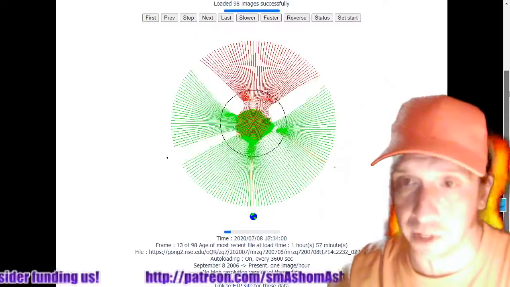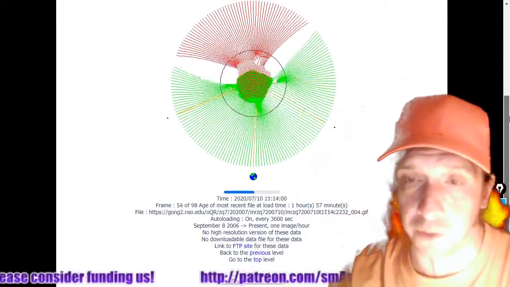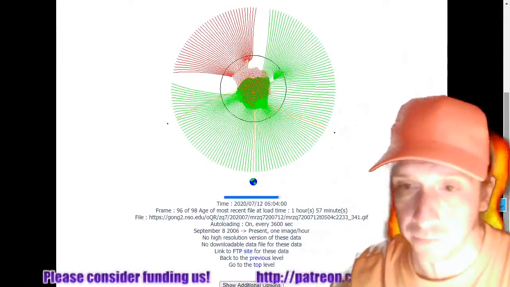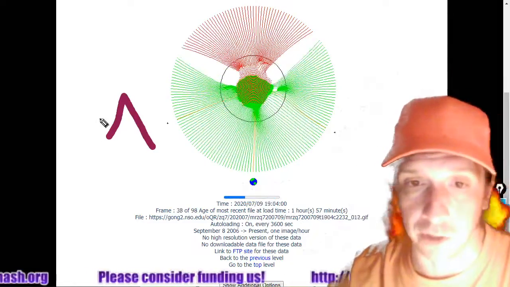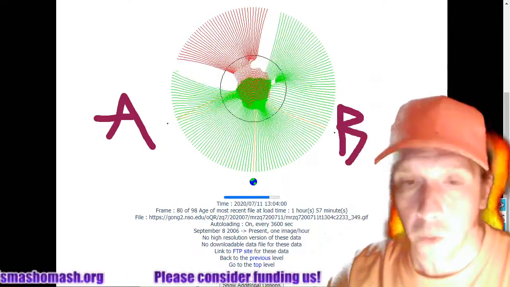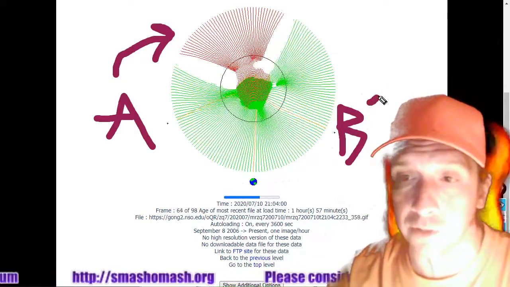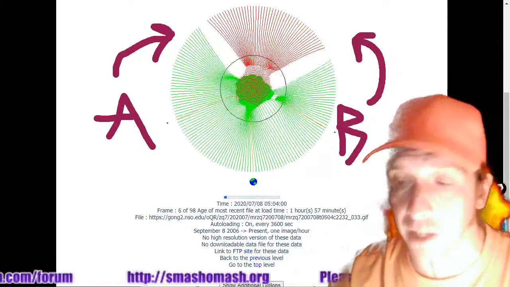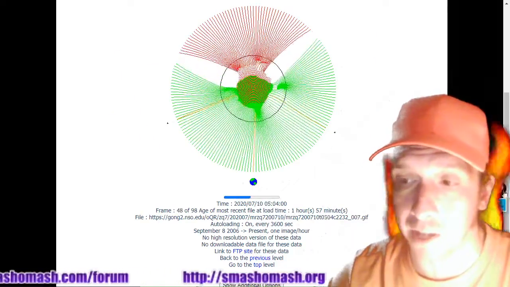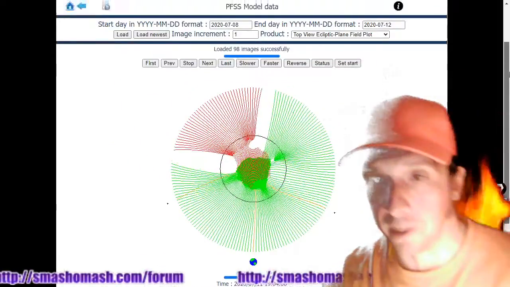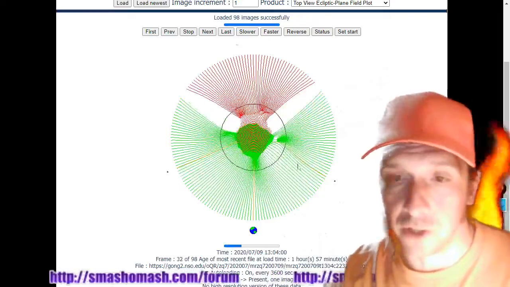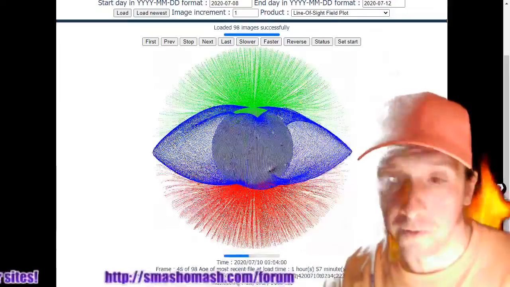Here's the GONG 2 data. This is gathered from 51 ground-based magnetometers, by the way, as well as one out here on STEREO A and one out here on STEREO B. Why are they called A and B? Because this one sees space weather ahead of us, and this one sees space weather after we've already seen it, because it's behind. Anyway, you can see the green current sheet here. That's the North Pole polarity.